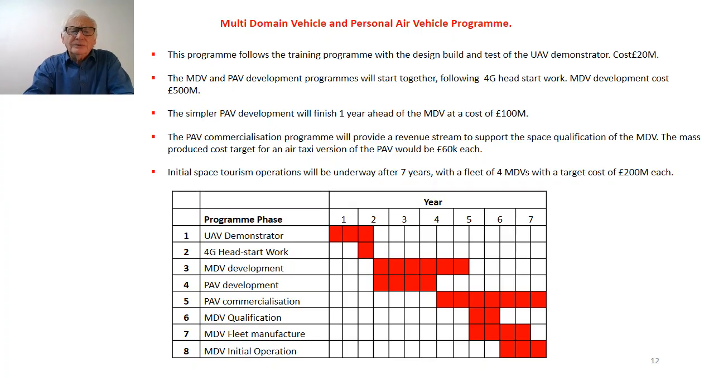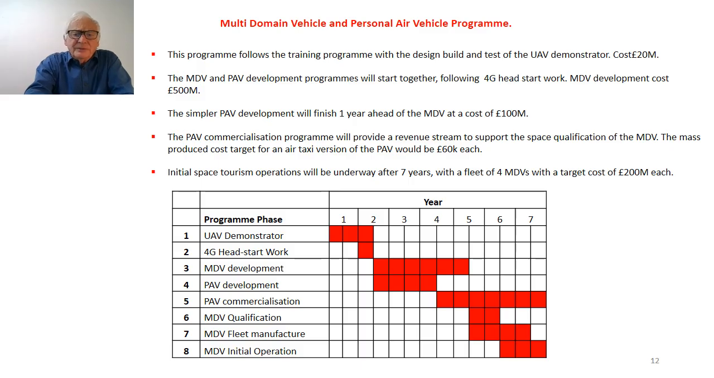So now we'll look at what could happen following the training program and how we would plan to design, build and test, first of all, a UAV demonstrator. This is the simple one that we've talked about before, and I envisage an 18-month program at a cost of about £20 million to provide a first flight demonstration of this vehicle.